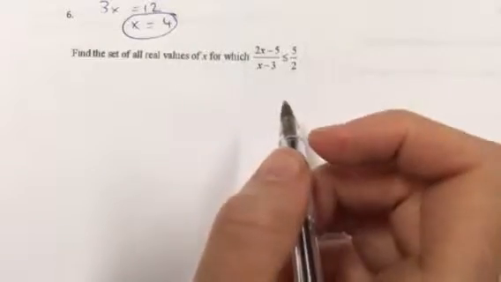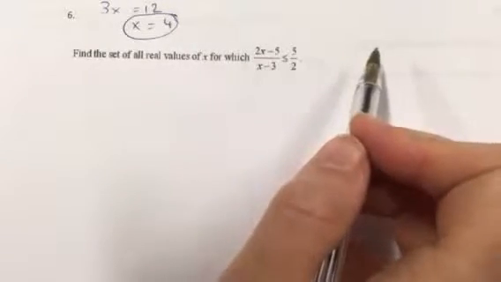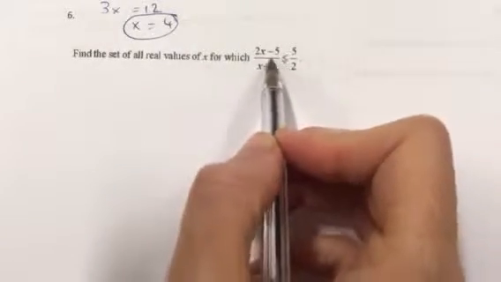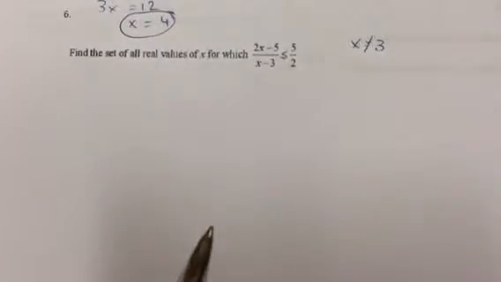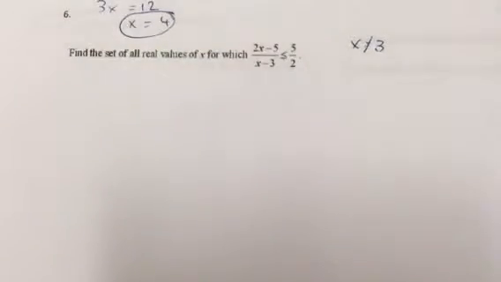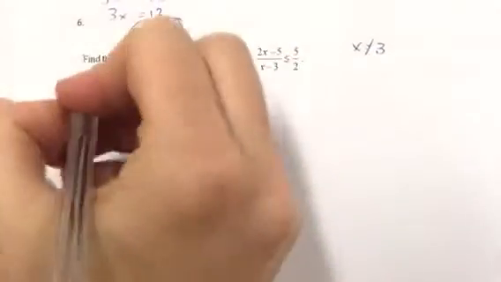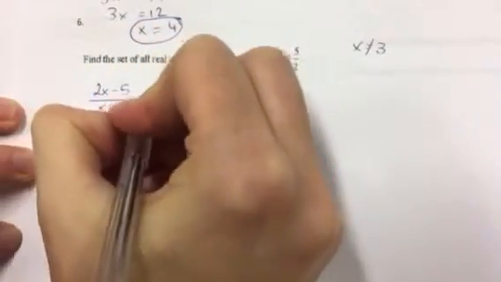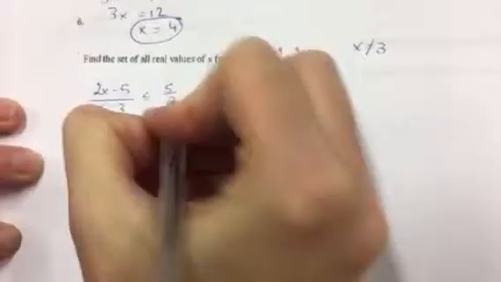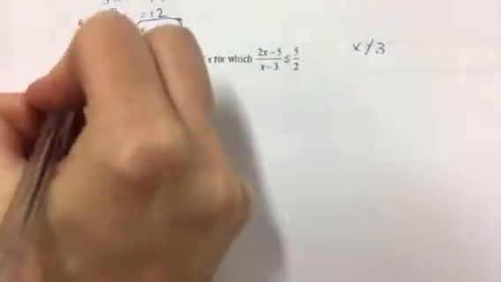So I'm going to multiply both sides by x minus 3 squared. I'd just like to note for myself, x cannot be 3. So just make sure I don't give that as a solution. So 2x minus 5 all over x minus 3 less than or equal to 5 over 2. Multiply both sides by x minus 3 squared.